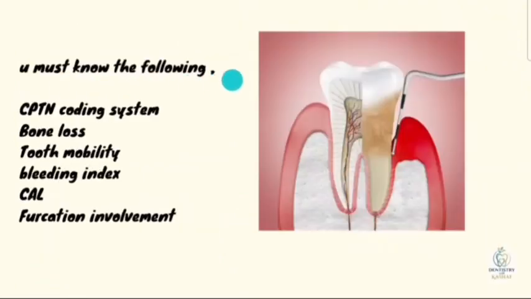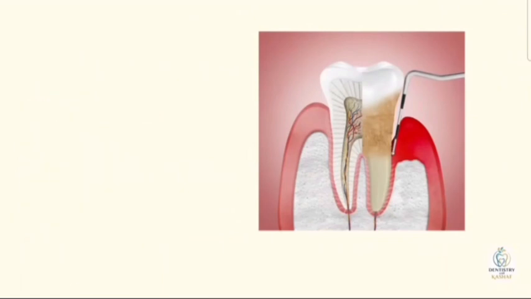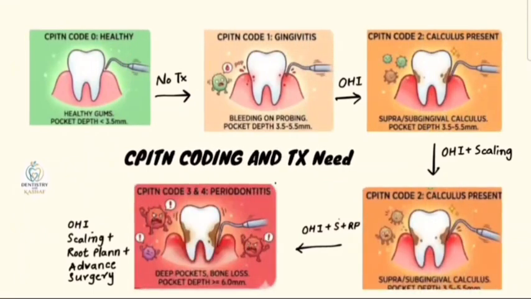You must know the following conditions like CPITN coding, bone loss, tooth mobility, bleeding in neck, scale, and percussion involvement. Here we will discuss very important things like CPITN coding. Like in code 0, there is healthy gums, there is no treatment need. In code 1, you can appreciate gingivitis, like of course bleeding on probing, and you can say 3.5 to 5.5 mm is a pocket depth, which is normal.